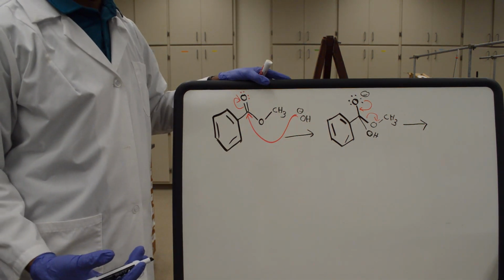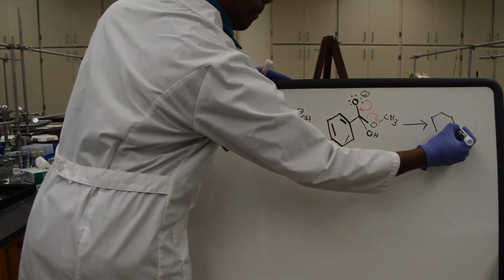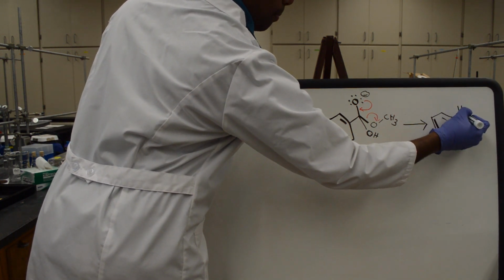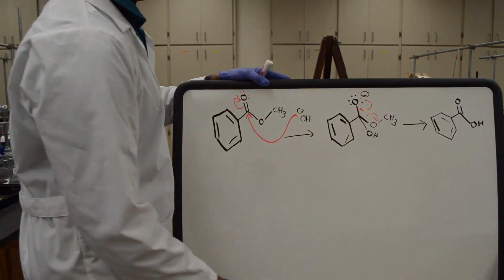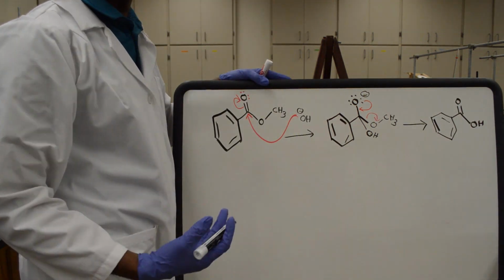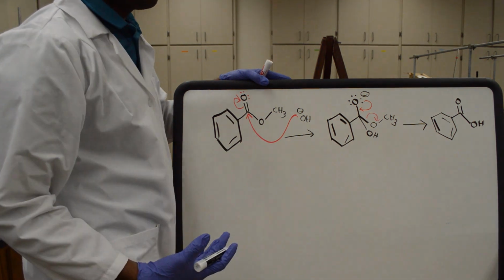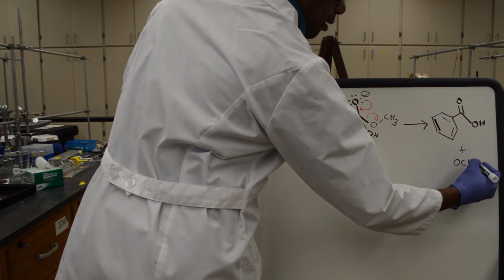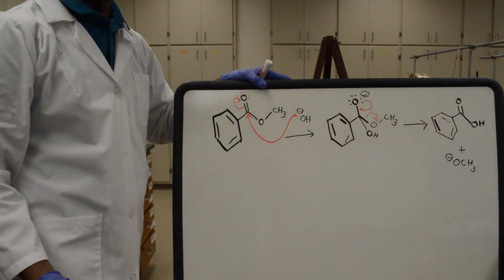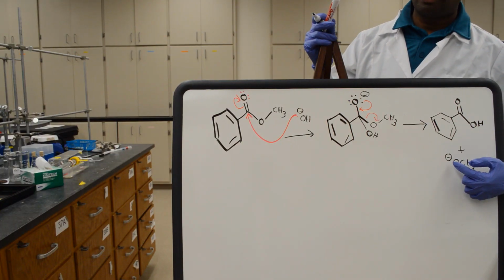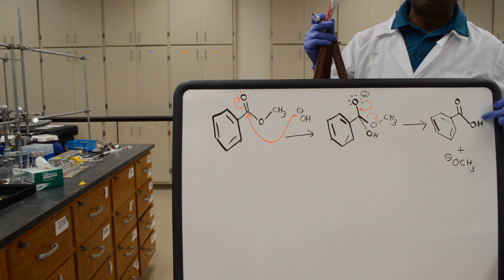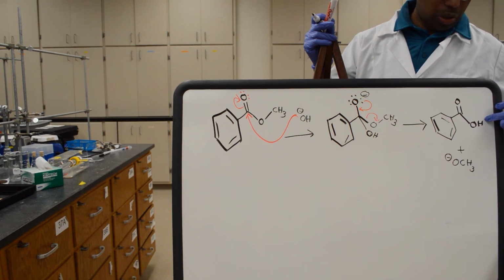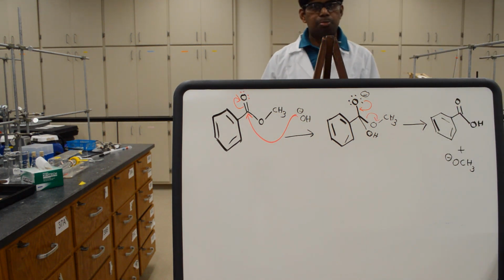The product is benzoic acid. This proton, because it's acidic, it cannot be there on the oxygen. And the byproduct is methoxide. Methoxide is a strong base, so it can remove the proton, the acidic proton, from the benzoic acid. So we cannot have this proton on the benzoic acid at this point.